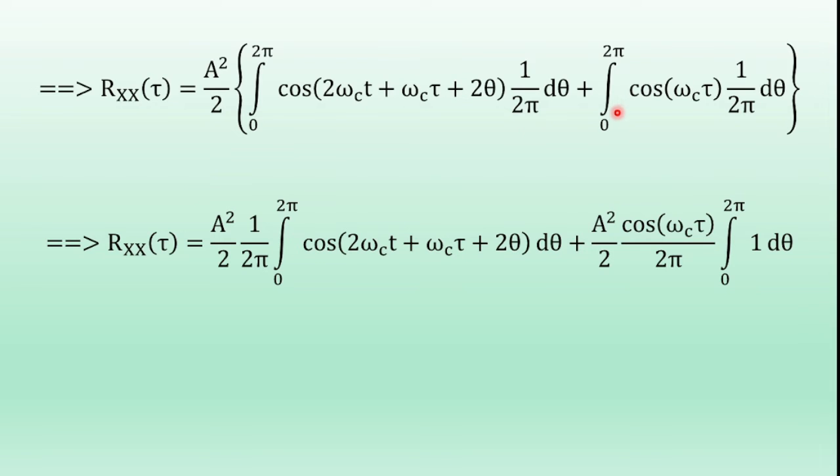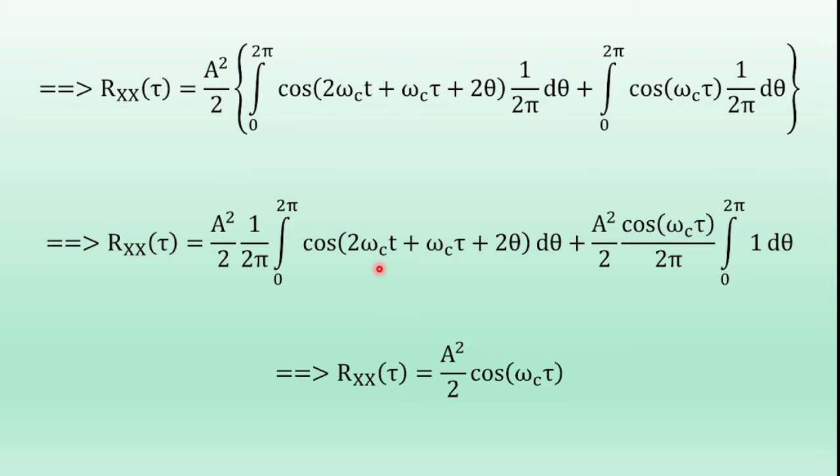So that is equal to 1 by 2 pi, which is constant, so it is written before the integration. Here, in the second term also, integrating with respect to theta, cos omega c tau by 2 pi is constant, so it is written before the integration. And the first term is the integration already explained in my previous problems of random process, autocorrelation function of the random process.